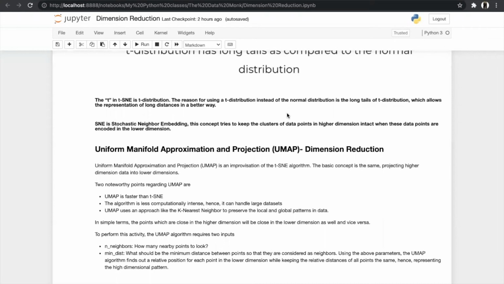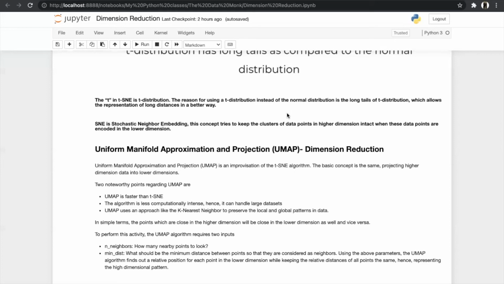And the last point is that UMAP uses an approach like k nearest neighbor to preserve the local and the global patterns in our data. The points which are close in the high dimension data will be close in the low dimension data as well, and vice versa. To perform this activity, the UMAP algorithm needs two hyperparameters. One is n_neighbors and the second is minimum distance.